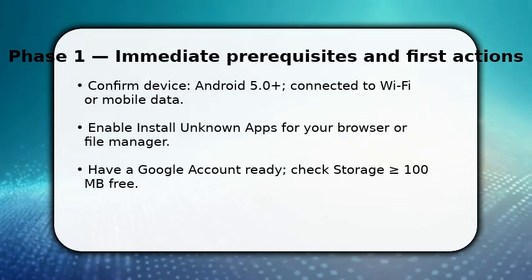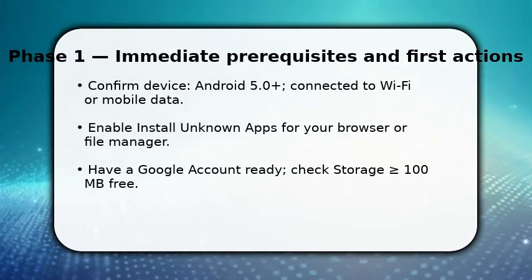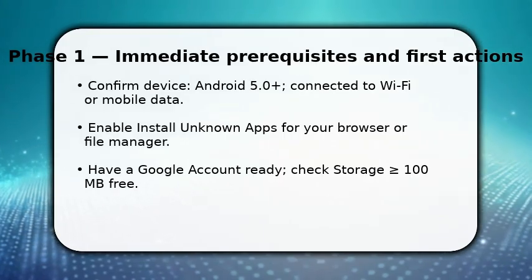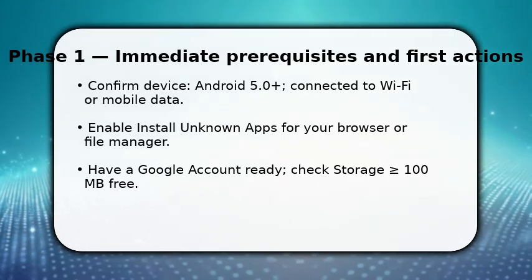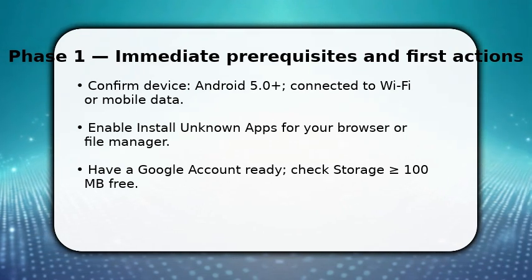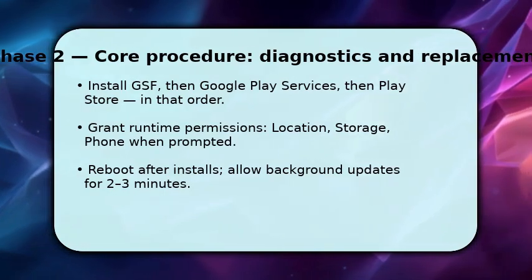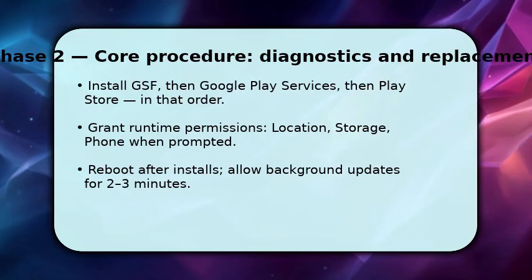Now download the specific APKs: Google Play Services, Google Services Framework, and the Play Store. These are the first actionable steps, because the framework must be present before the store can run. You'll install in order: Google Services Framework first, then Google Play Services, and finally the Play Store.